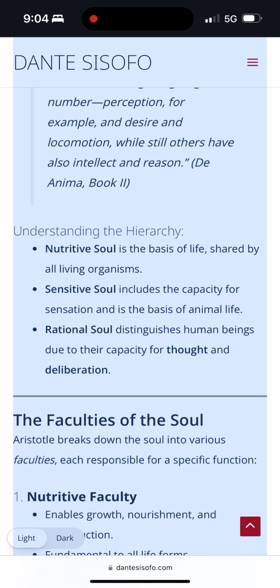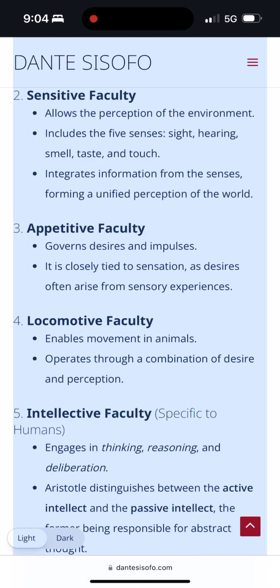2. Sensitive faculty allows the perception of the environment, includes the five senses, sight, hearing, smell, taste, and touch, and integrates information from the senses, forming a unified perception of the world. 3. Appetitive faculty governs desires and impulses. It is closely tied to sensation, as desires often arise from sensory experiences. 4. Locomotive faculty enables movement in animals, operating through a combination of desire and perception.